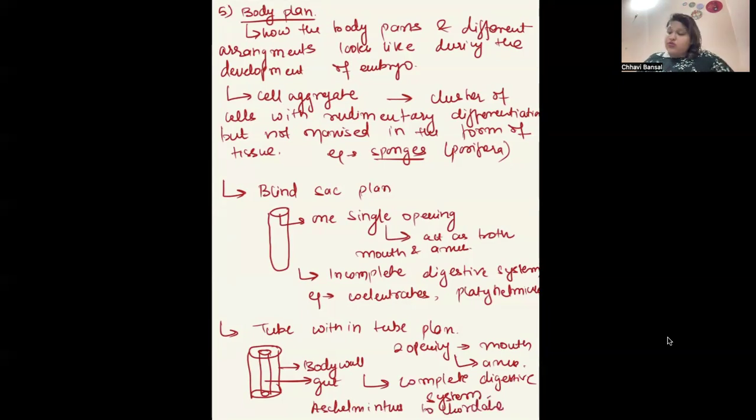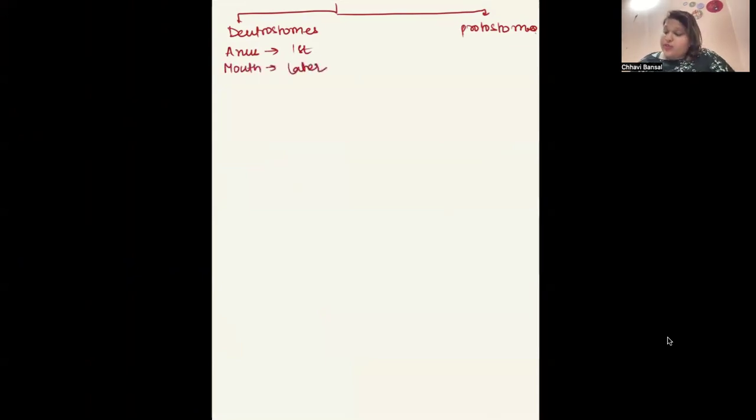Now, in tube within tube plan also, the organisms can be classified as deuterostomes and protostomes. What are deuterostomes? In deuterostomes, anus is formed first, okay, and then mouth is formed. Such organisms, where anus is formed first and mouth later, are called deuterostomes, whereas in protostomes, mouth is formed first and then anus is formed. Such organisms are called protostomes, okay, or the plan is called protostomic plan.